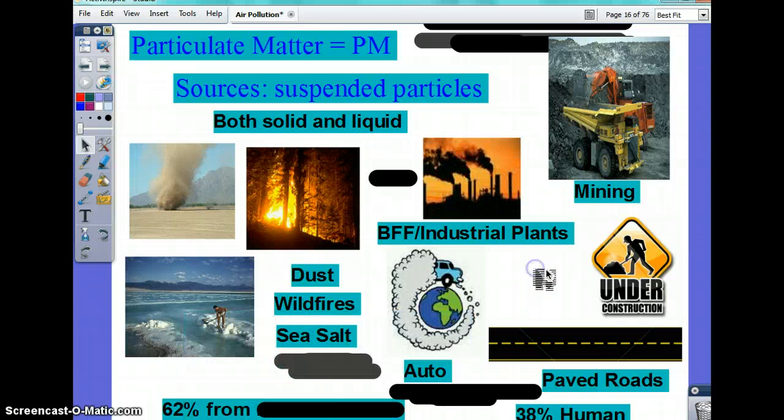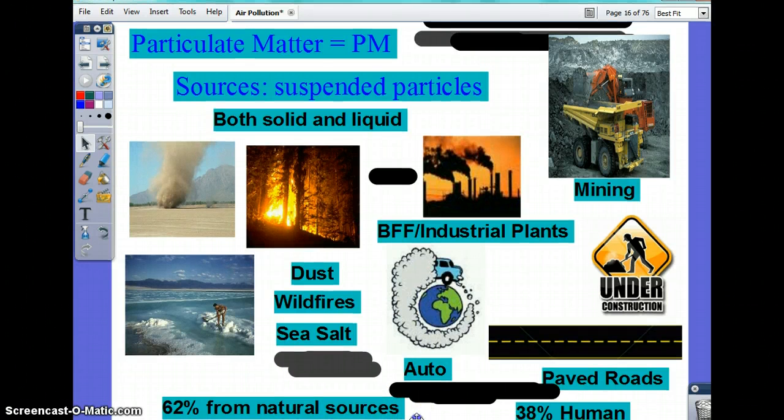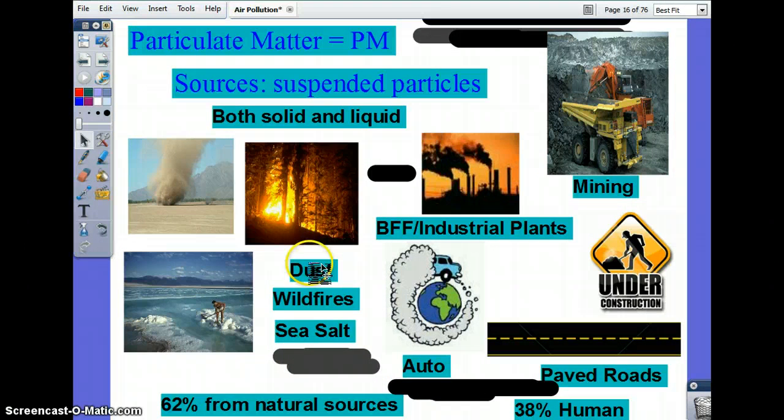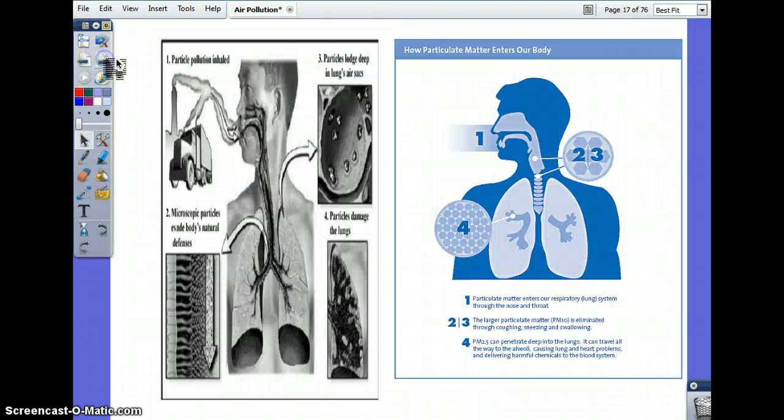So 62% of all particulate matter is going to come from natural sources, which is everything I'm referencing on this side, like the dust, the fires. Remember, fires don't have to be natural. Obviously, man can cause fires or start fires. But naturally occurring, 62% of particulate matter comes from naturally occurring events or cycles in nature. 38% are what we do, like burning fossil fuels, mining, or construction or urbanization.